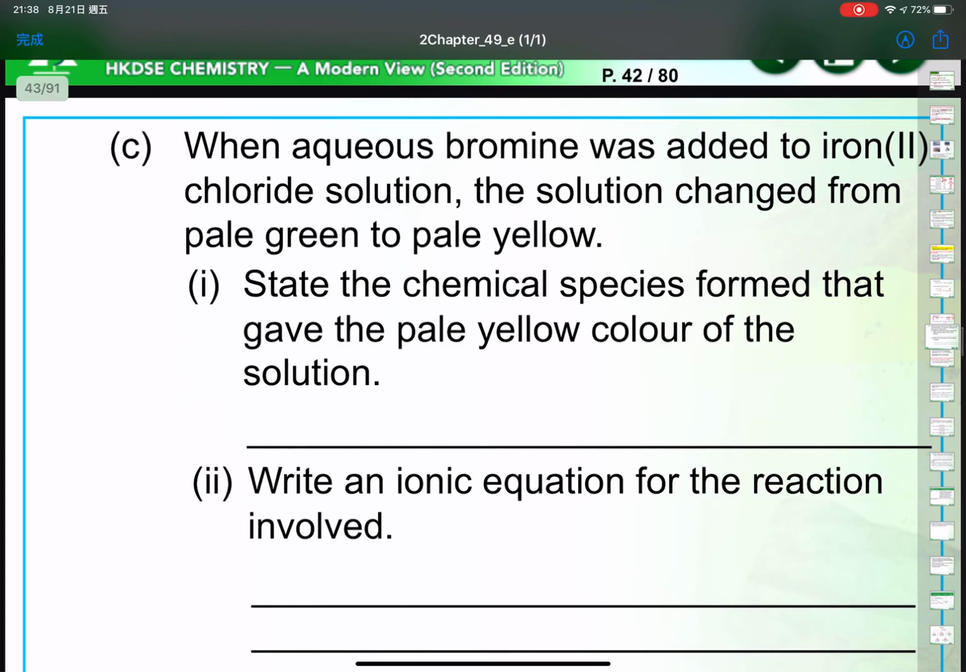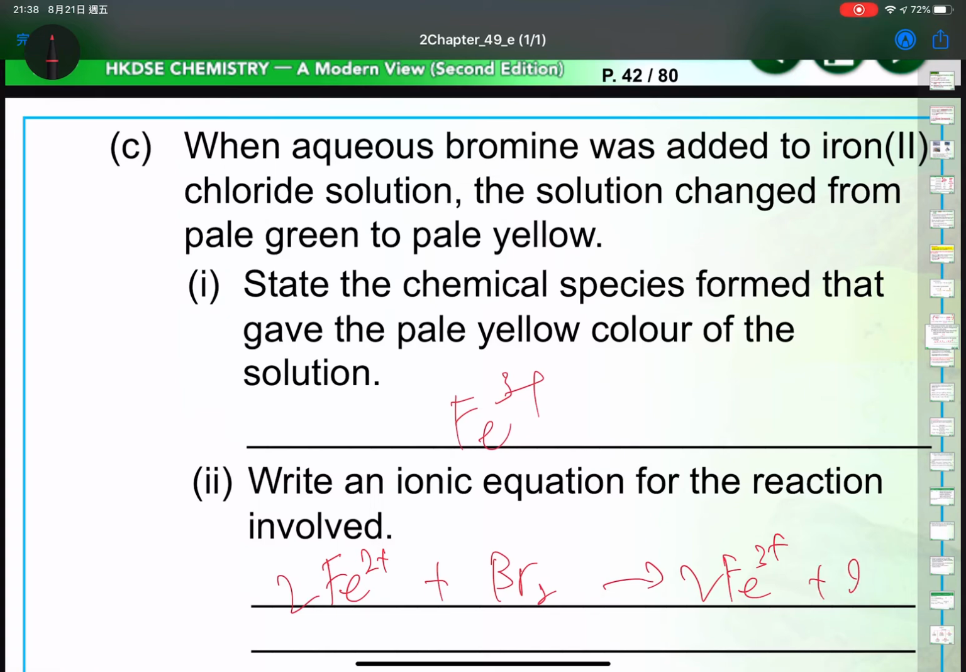When aqueous bromine was added to iron(II) chloride, the solution changed from pale green to pale yellow. State the chemical species that gives the pale yellow. The pale yellow is of course Fe3+. Iron(III) is pale yellow, a very brown color. Write down the equation: Fe2+ plus bromine changes to Fe3+, so it is 2 Fe2+ plus Br2. If you don't know how to write this equation, try to write the 2 half equations by yourself and then combine them together. Actually, you can form this equation.